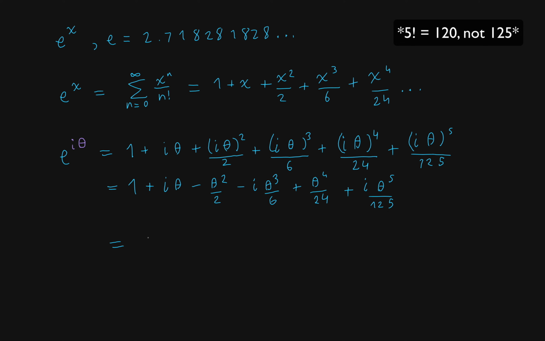Now we're going to separate it into its real and imaginary parts, like a normal complex number, a plus bi. So we're going to see over here, this is real, this is real, this is real, and then these guys over here, complex, or well, imaginary. So we're going to have 1 minus theta squared.